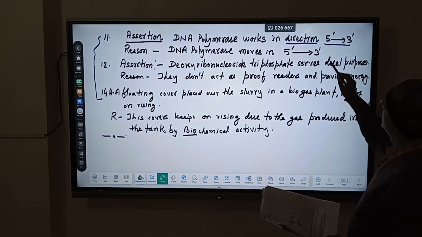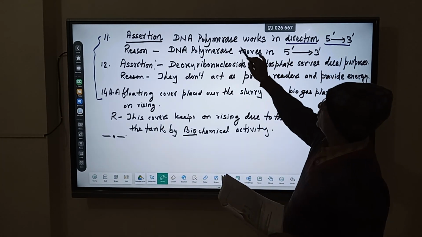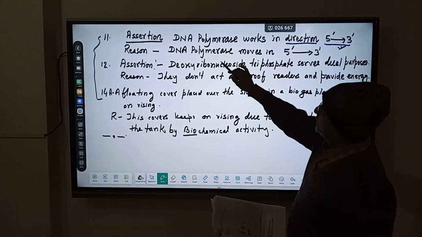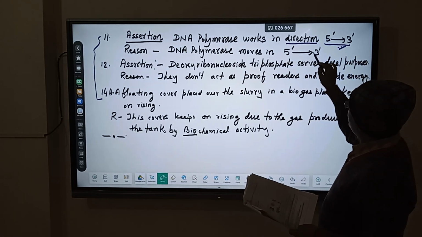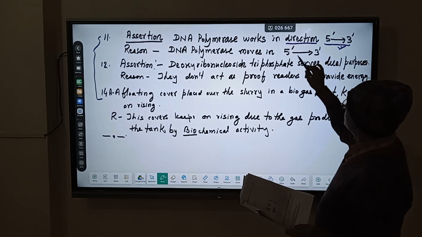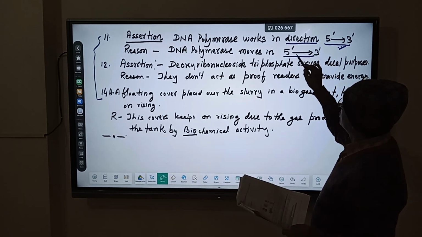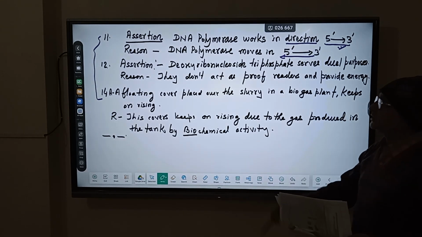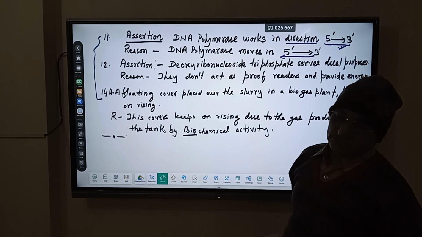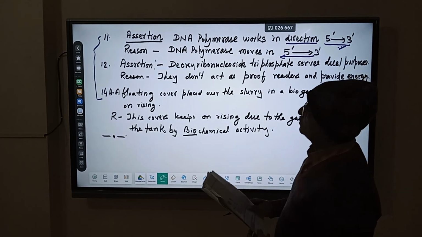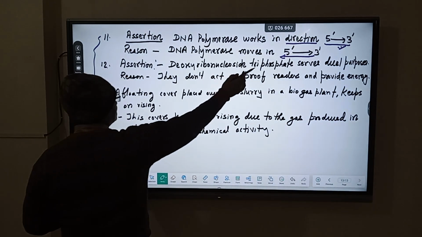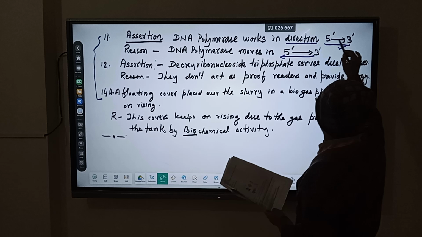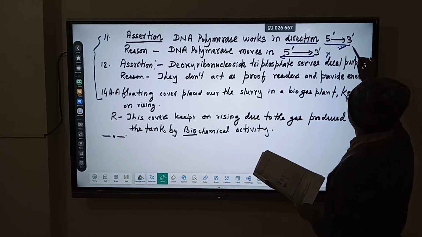So in this case, DNA polymerase works in the direction of 5 prime to 3 prime. This is true. The reason says DNA polymerase moves in the 5 prime to 3 prime direction. No, it's wrong. It always moves from 3 prime to 5 prime direction, opposite to the transcription done by DNA polymerase. So in this way, the assertion is true, the reason is false. So the answer will be C.